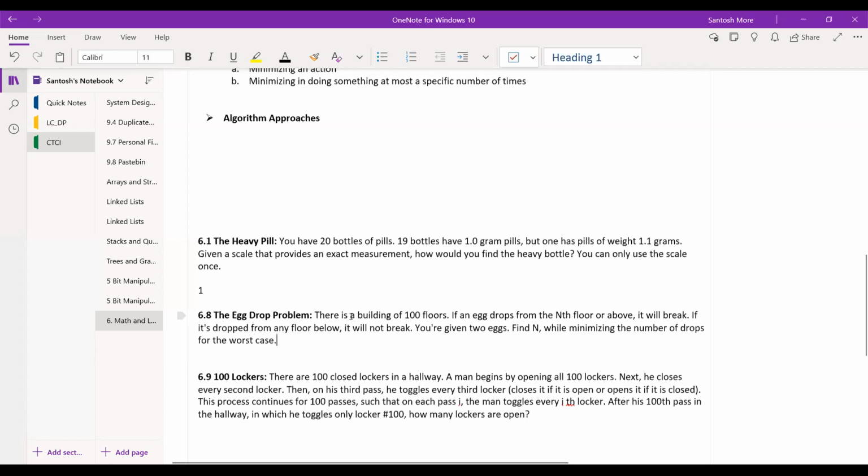Let's read the problem. He says that there is a building of 100 floors, and if an egg drops from the nth floor or above, it will break. If it is dropped from any floor below, it won't break. You are given two eggs. Find n while minimizing the number of drops for the worst case.